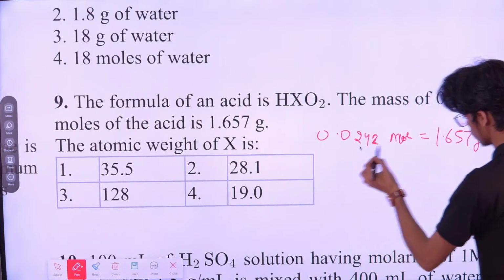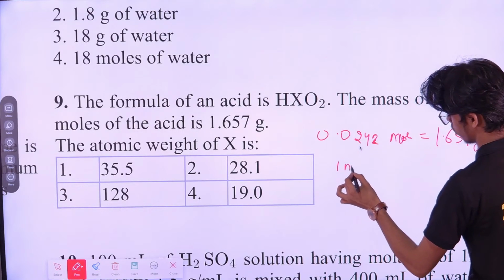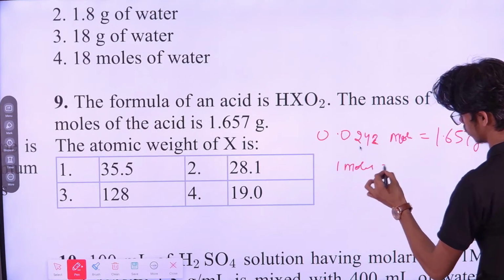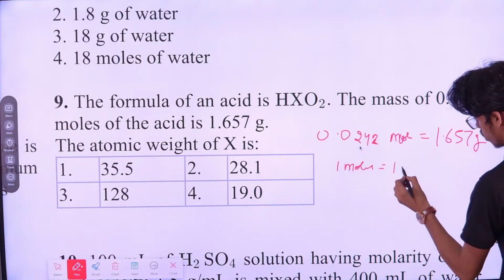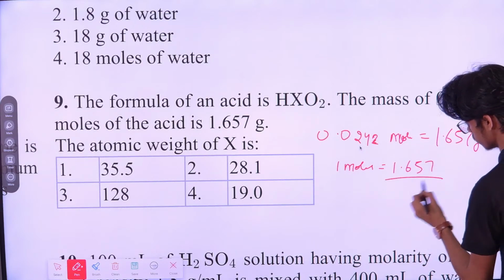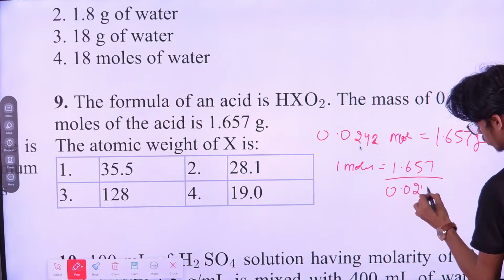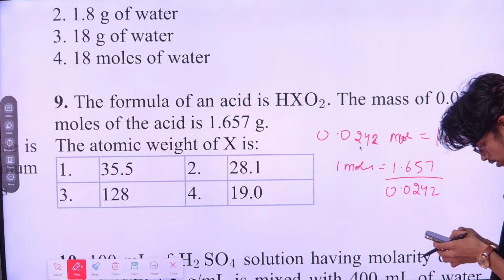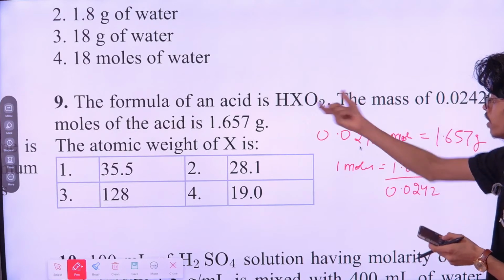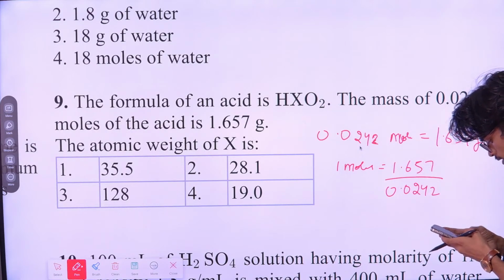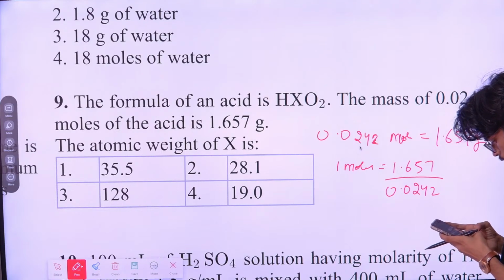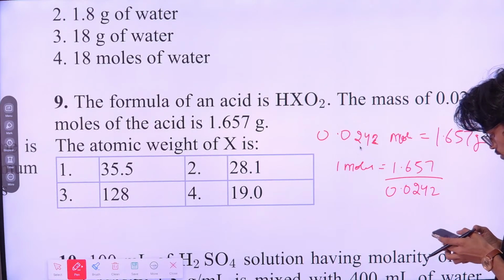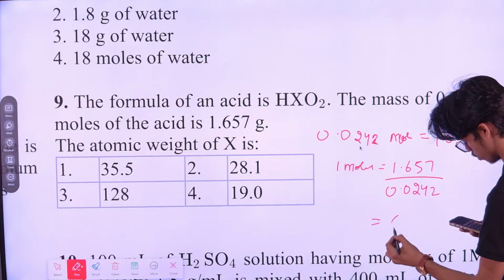So if this much is this much gram, then 1 mole is equal to how much? You divide this number, so it is 1.657 divided by 0.0242. Got it? Now let's divide it and get the weight of this particular thing. So 1.657 divided by 0.0242, so 68.4, very good.